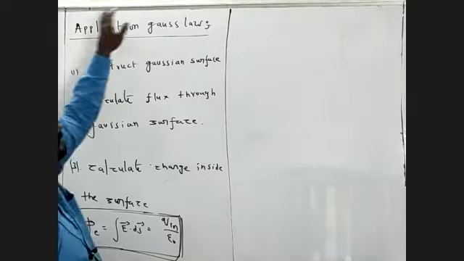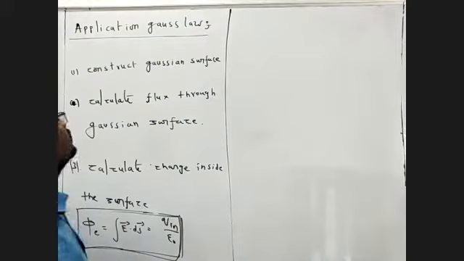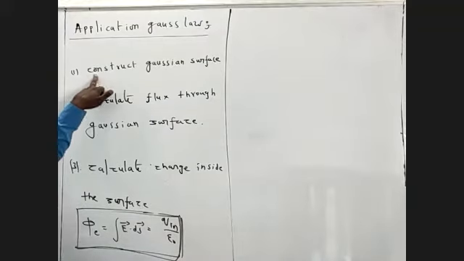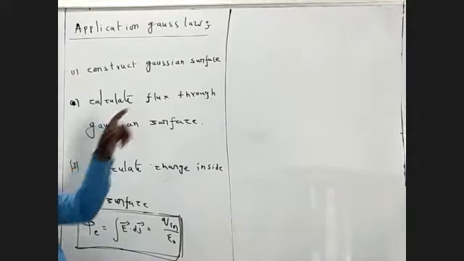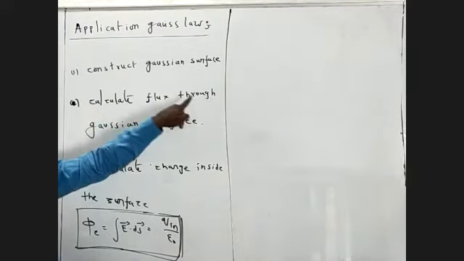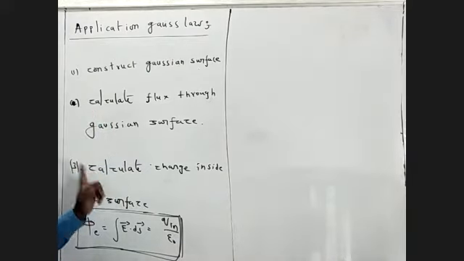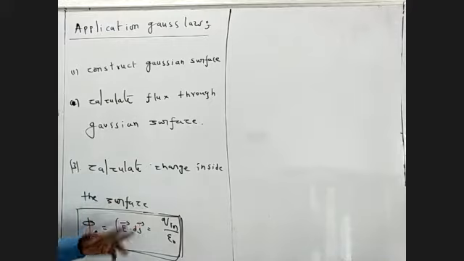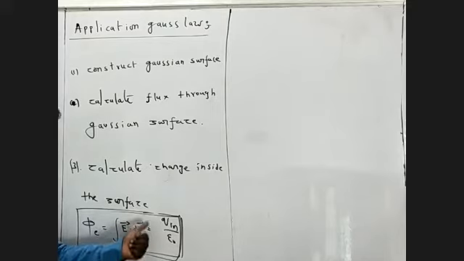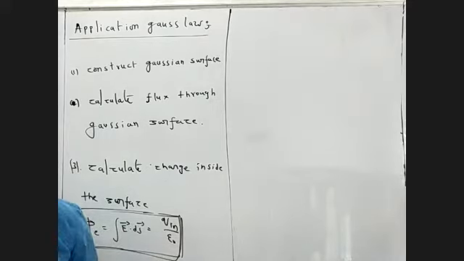This is the application of Gauss law. So first construct a Gaussian surface. Next, calculate electric flux through the Gaussian surface. Calculate charge inside the surface. Electric flux is equal to the integration of E bar dot ds bar, which is equal to Q enclosed by epsilon naught.